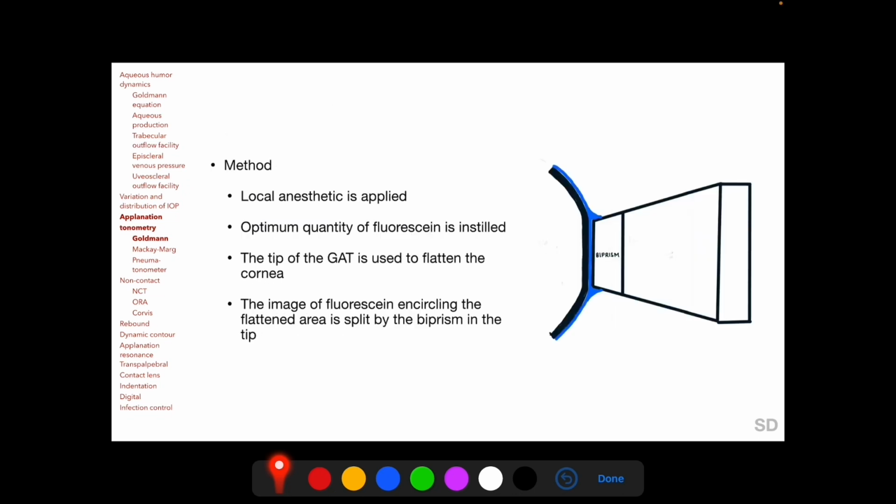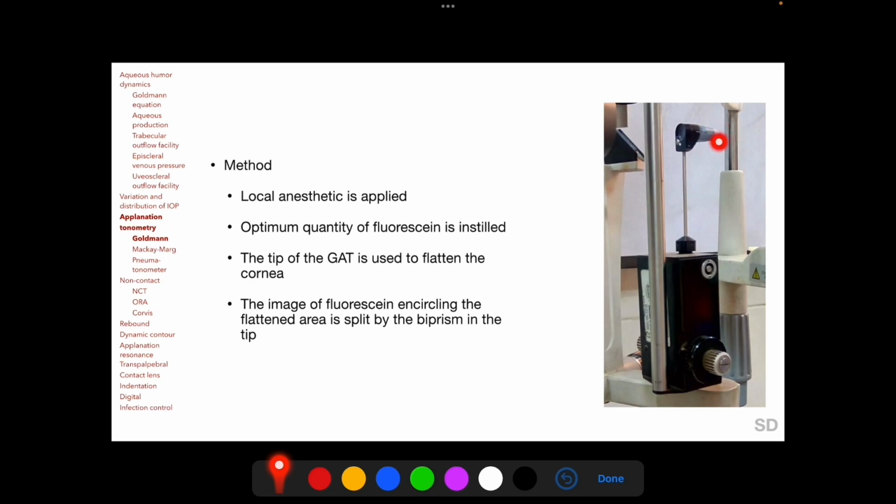For Goldmann applanation tonometry, local anesthetic is first applied on the eye and an optimum quantity of fluorescein is instilled. So both excessive and inadequate quantities of fluorescein can affect IOP recording, as we will be discussing. The tip of the Goldmann applanation tonometer is used to flatten the cornea, and the image of the fluorescein encircling the flattened area is split by the biprism in the tip of the instrument. The biprism is located here on the tip of the Goldmann applanation tonometer.